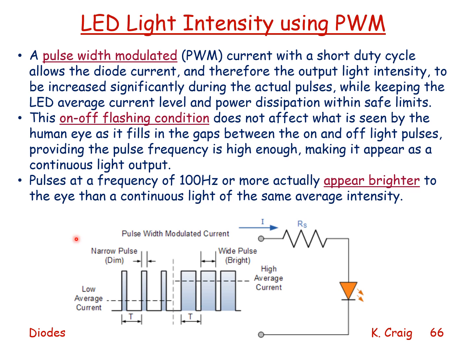Pulses at a frequency of 100 Hertz or more actually appear brighter to the eye than a continuous light of the same average intensity. Here is our LED with our current limiting resistor, and here we have our pulse width modulated signal. We see the period and we see the duty cycle. A larger duty cycle will produce a wide pulse, bright. A narrow or small duty cycle will produce a narrow pulse, a dim light.